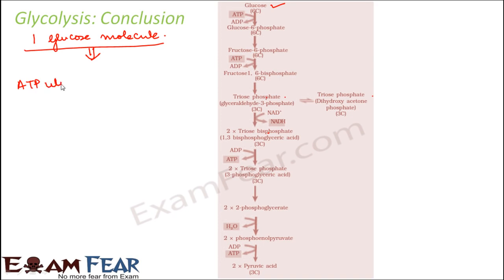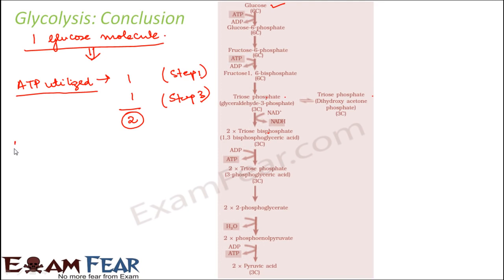So how many ATP were utilized throughout the process? One ATP was utilized in step number 1. Again one ATP was utilized in step number 3. So total 2 ATP molecules were utilized.